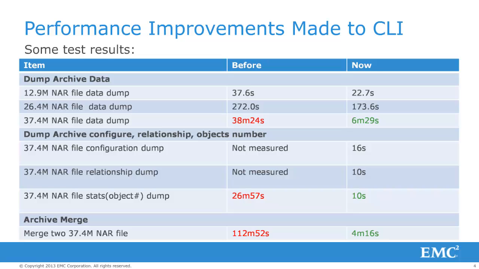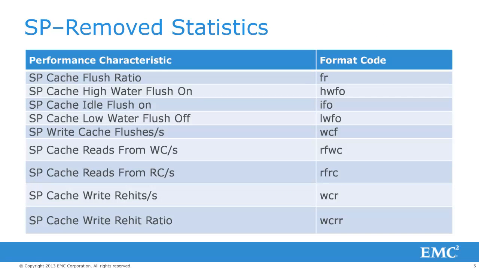There have been some performance improvements made to the CLI as well. If you dump an archive, it used to take a certain amount of time. For a 37.4 meg file, it used to take about 38 minutes to dump through, and now it takes 6 minutes. If you're used to merging archives, if you have more than one NAR file, typically you would merge a couple of them together from the same SP, and then you'd have a longer period of time to view. It used to take about 112 minutes for a 37.4 meg file. Now we have that down to about 4 minutes. So that's going to speed up the time that you can get to work, which I'm sure everybody will like. Due to the architecture changes, we've had to remove some SP statistics that no longer apply.